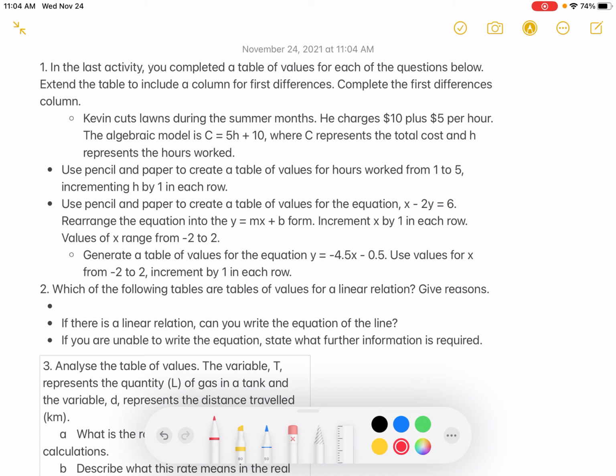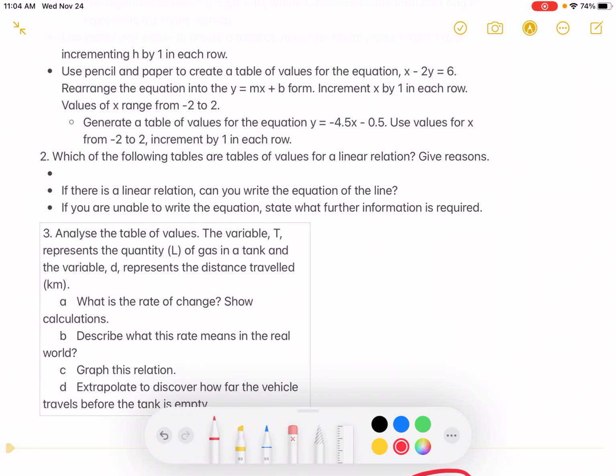Question 2, you're going to look at, I don't know what happened here. Why didn't that look right?